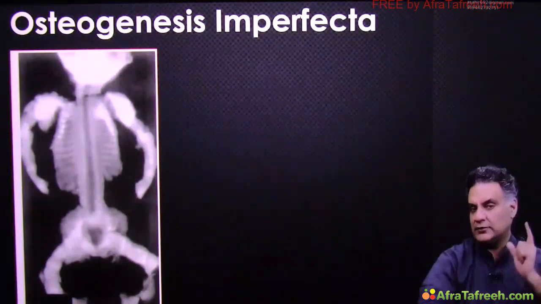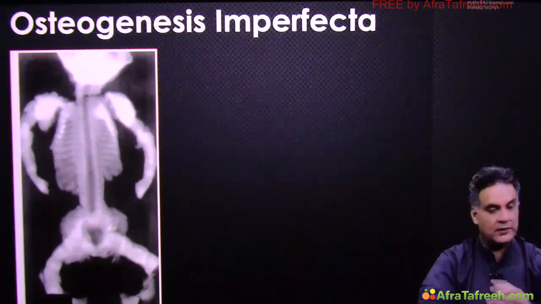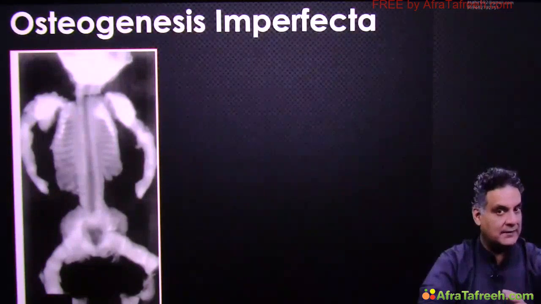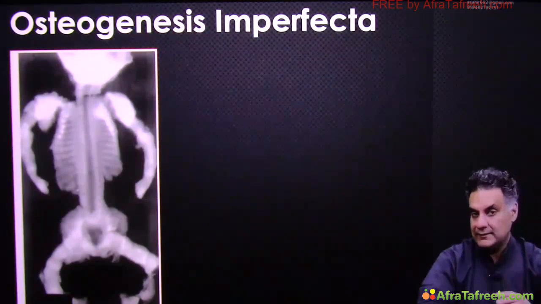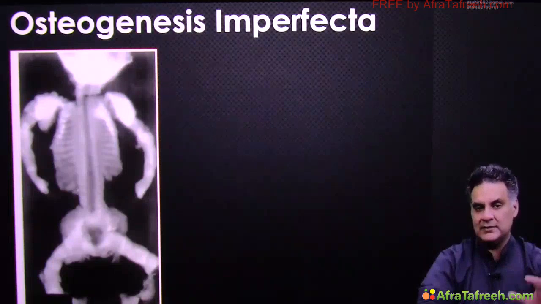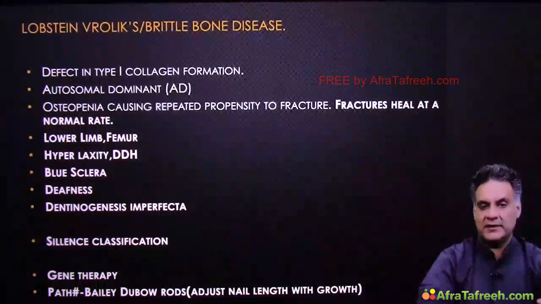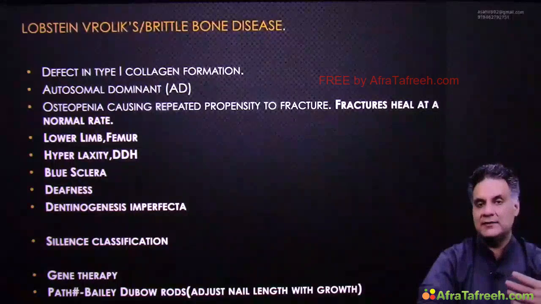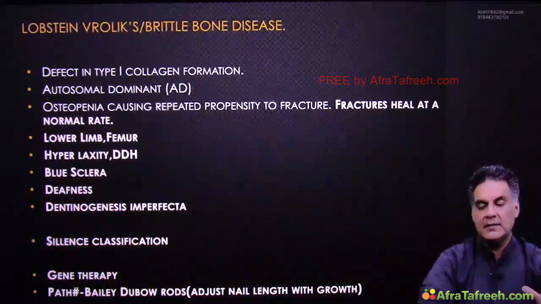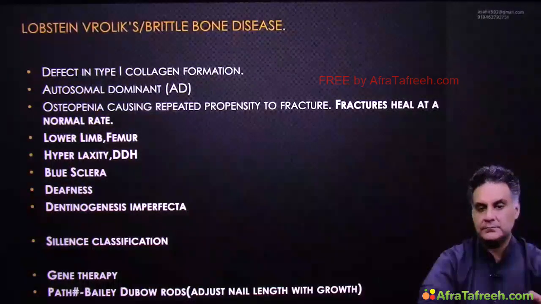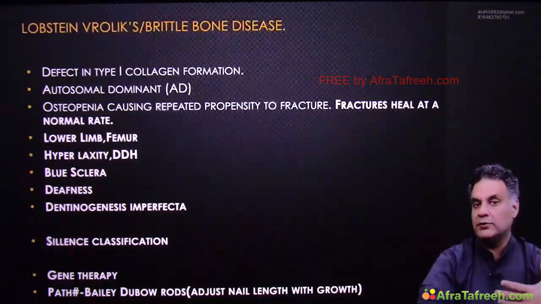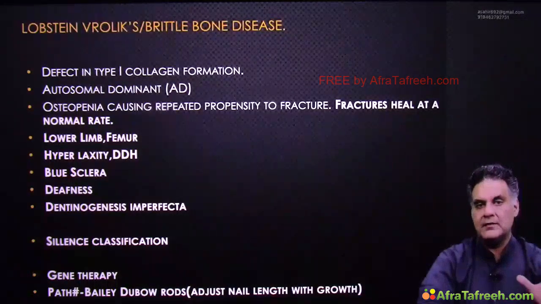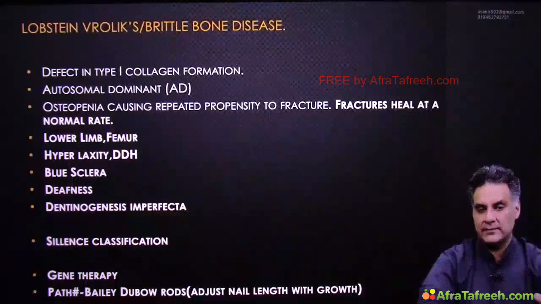Look at this image. White skeleton. We saw osteopetrosis. It was white, but the shape was maintained. Here, it's white, but a crumpled skeleton. This is osteogenesis imperfecta. This is osteopetrosis. Osteogenesis imperfecta, also called brittle bone disease or Lobstein-Vrolik disease, is a defect in type 1 collagen. It's autosomal dominant. There is osteopenia. Bone unites at a normal rate. Femur is the commonest bone to fracture.